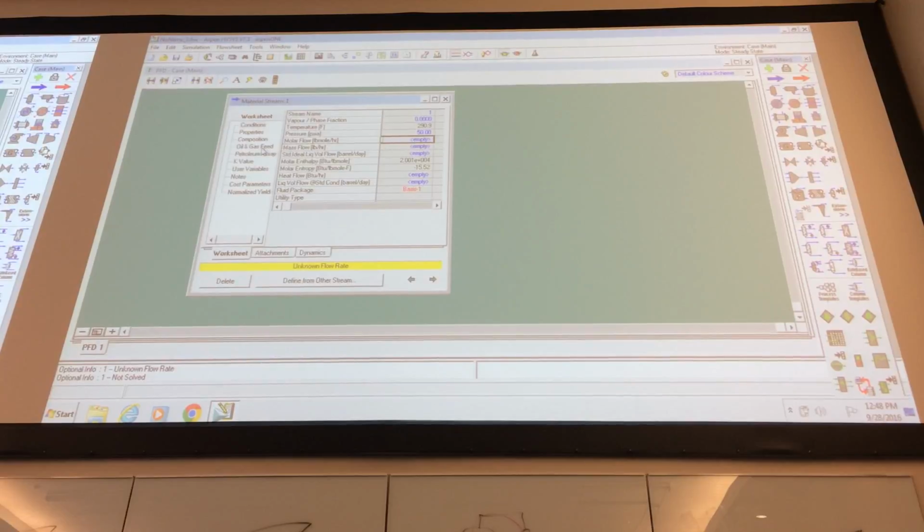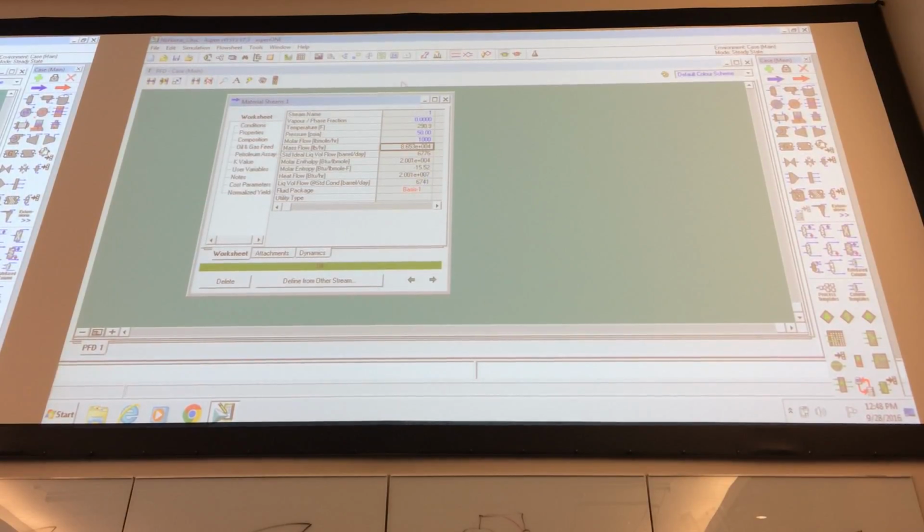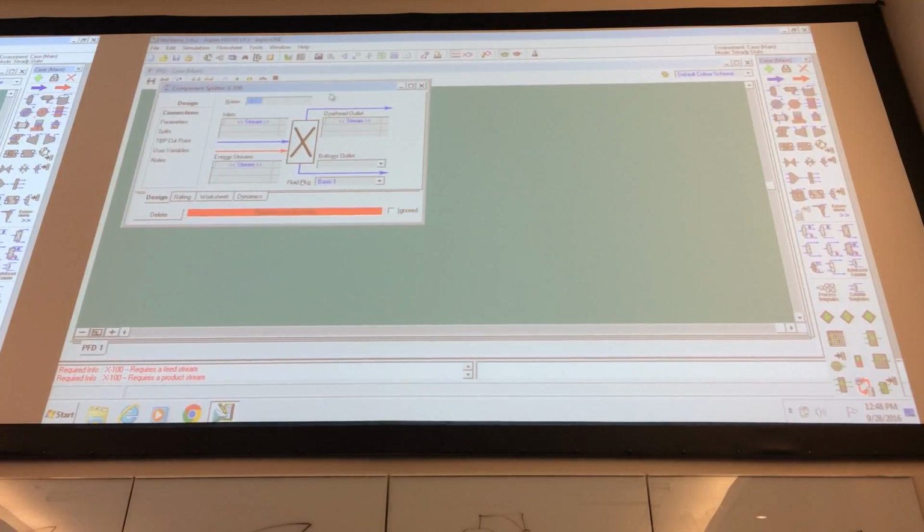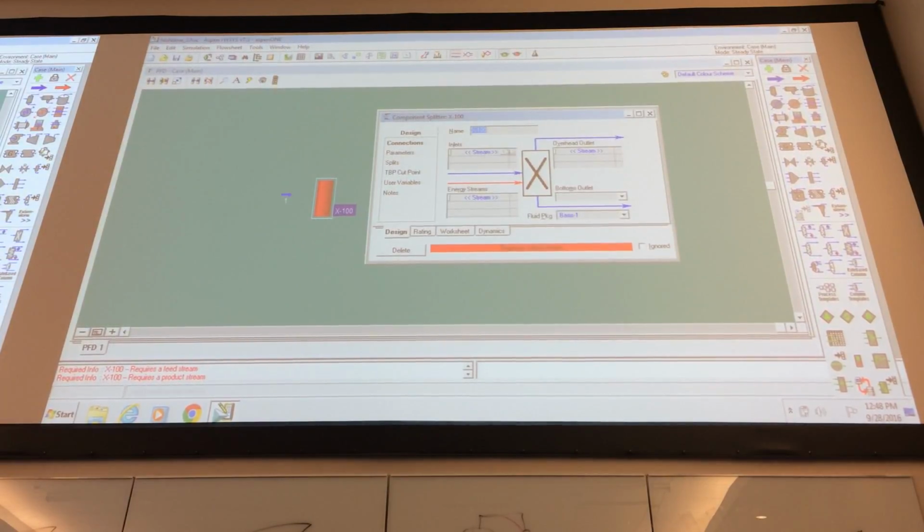Okay, so flow rates, let's just use 1,000 pound-mole per hour. We've got a nice, well-defined stream. Now the question is, we need temperatures and pressures, right? So let's go to our component splitter. Put in our stream 1, E1.